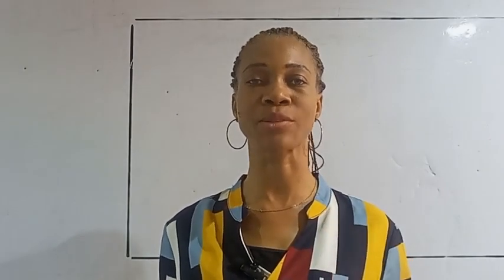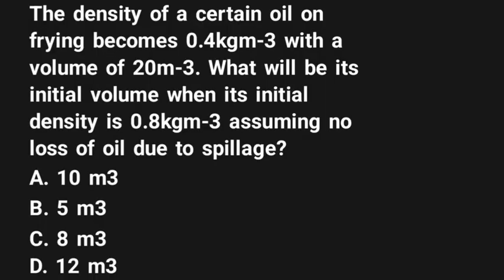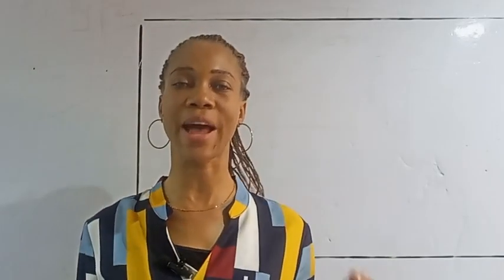Look at this interesting question from physics JAMB past question. The density of a certain oil on frying becomes 0.4 kg per meter cube with a volume of 20 meter cube. What will be its initial volume when its initial density is 0.8 kg per meter cube, assuming no loss of oil due to spillage? How will you tackle this kind of problem?